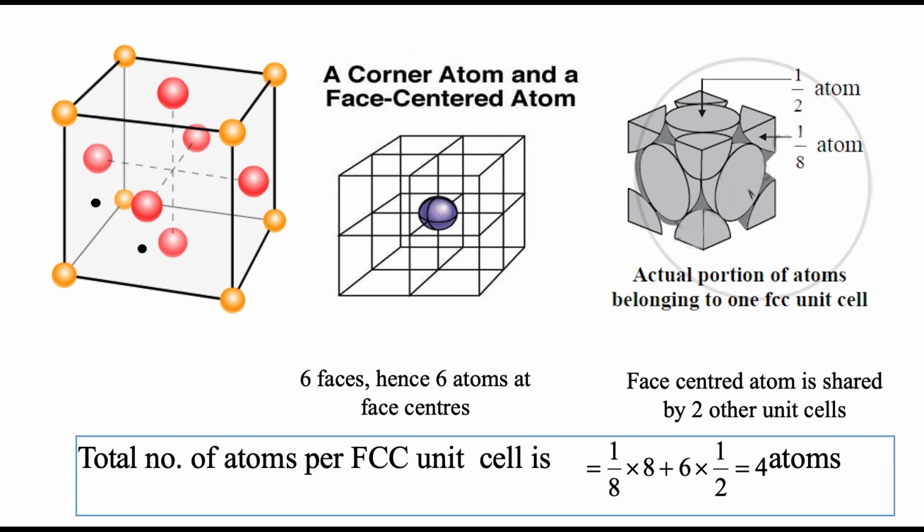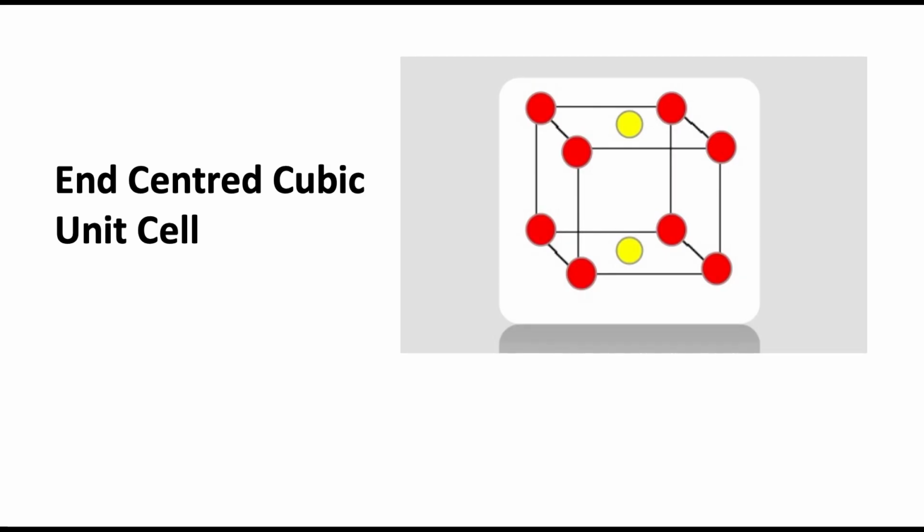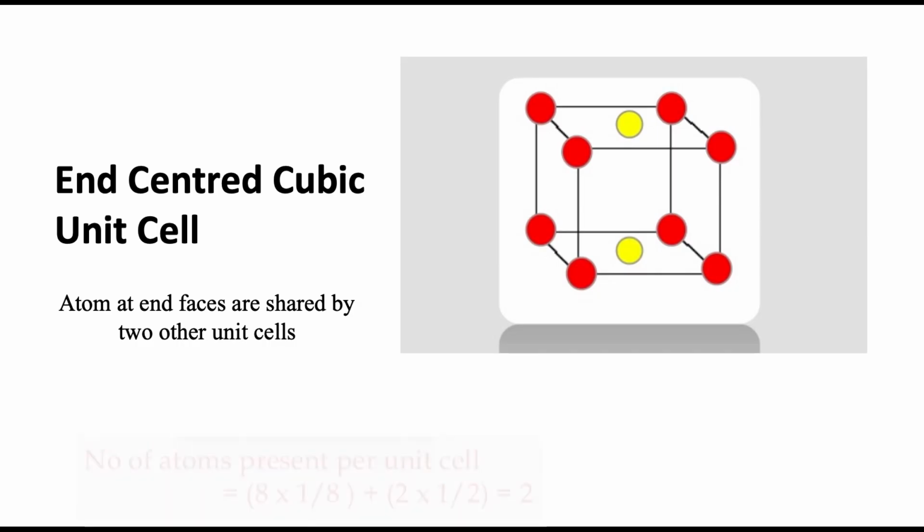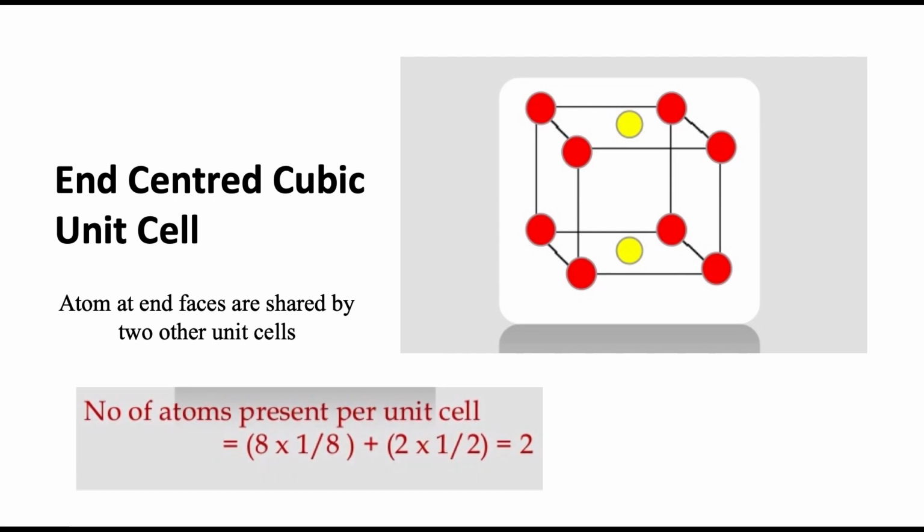So, total 4 atoms. In an end-centered cubic unit cell, in addition to the corner atoms, there are atoms at the end faces. Atoms at the end faces are shared by 2 unit cells. Hence, the contribution is 1/2. Since there are 2 such end face atoms, the total contribution will be 2 multiplied by 1/2, which equals 1. Thus, the total number of atoms present per end-centered cubic unit cell is 1 plus 1 equals 2.